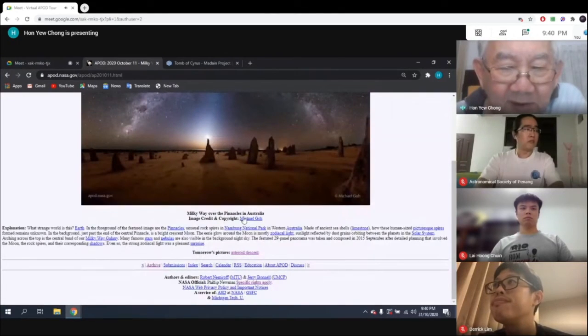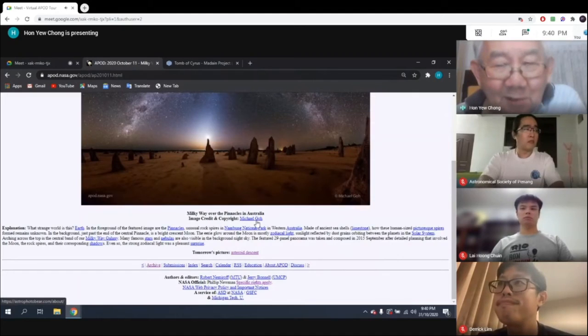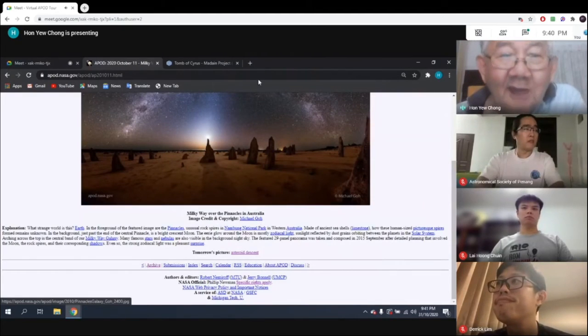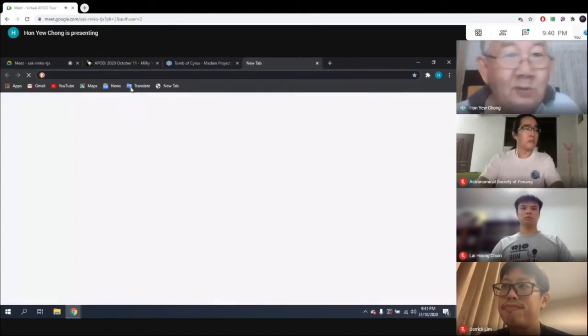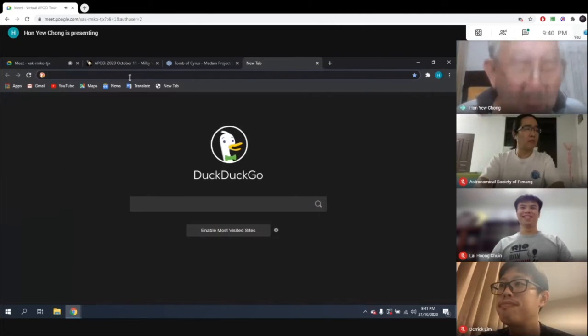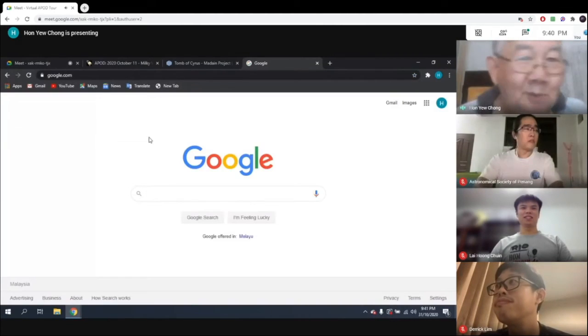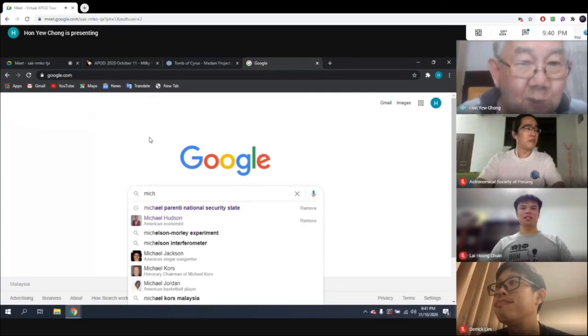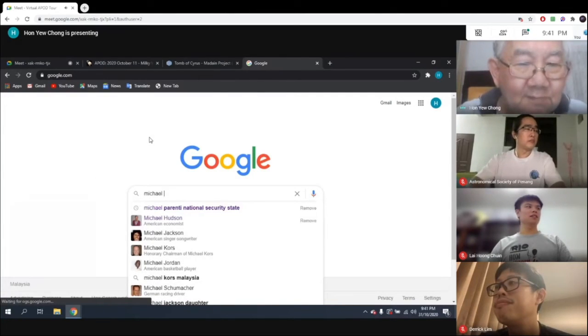Milky Way over the Pinnacles in Australia. Michael Goh. Okay, I've been trying to check on Michael Goh. Sorry if you don't mind, we just look at his face. He looks Malaysian, you know. I checked. I couldn't find which country he is from, but at least you can see his face.